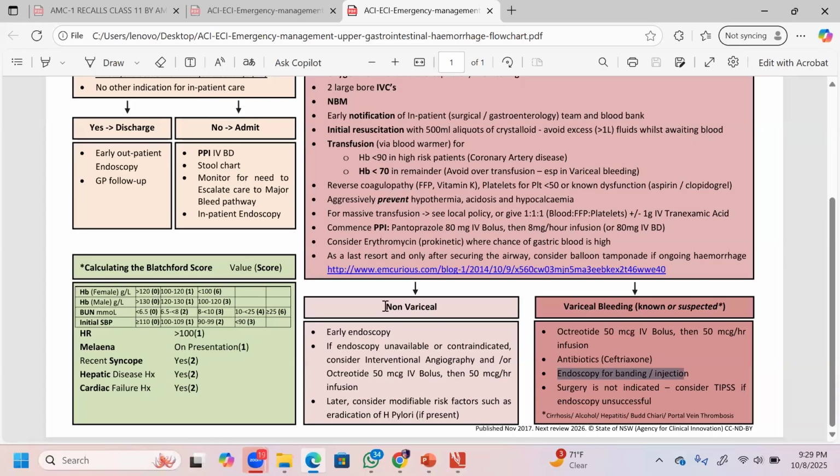But in case of non-variceal bleed, what is the next step? The next step is early endoscopy. Next best step, early endoscopy. And if endoscopy is unavailable or contraindicated, you have to consider interventional angiography, or you can go with octreotide 50 mcg IV. So in variceal bleed, the first next step is octreotide, and later on you will go with endoscopy. But in non-variceal bleed, the early step is endoscopy. So you must know how to differentiate between the two and what the management of both is.